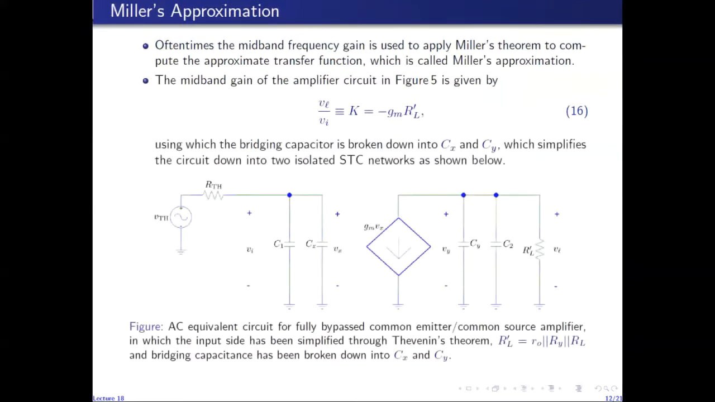So using this value of K, we can apply Miller's theorem to get this approximate circuit, which is a combination of two STC networks, one on the input side, one on the output side. So we will get two poles. One will be governed by the parameters on the input side, and the other pole frequency will be governed by the parameters on the output side.